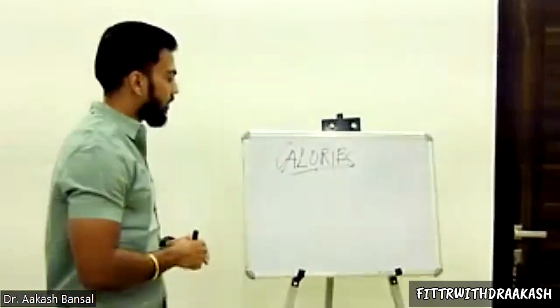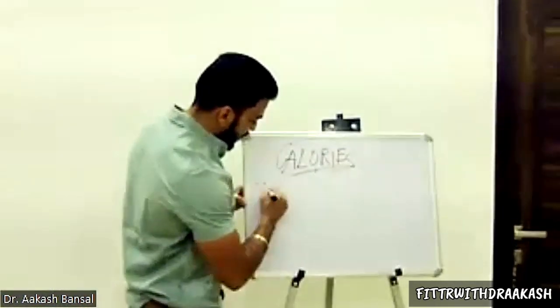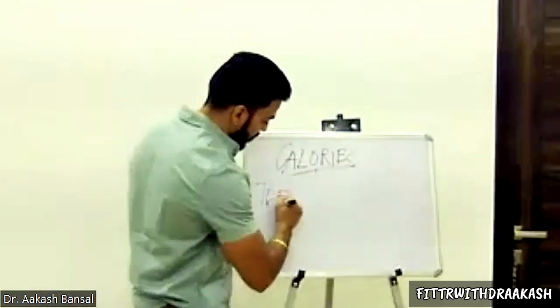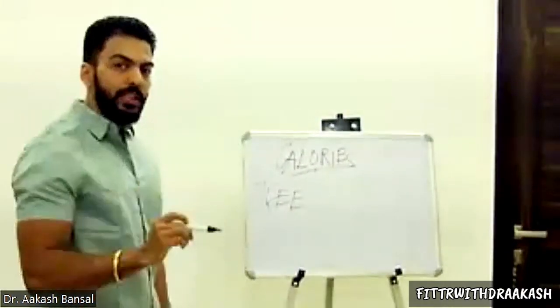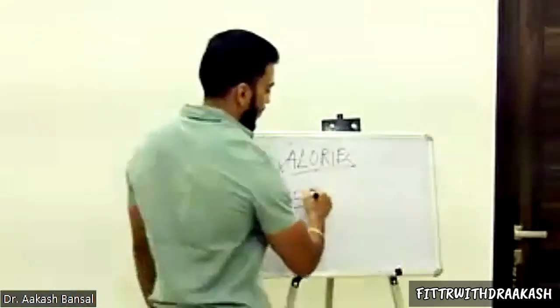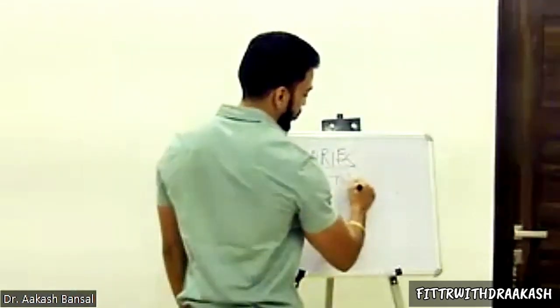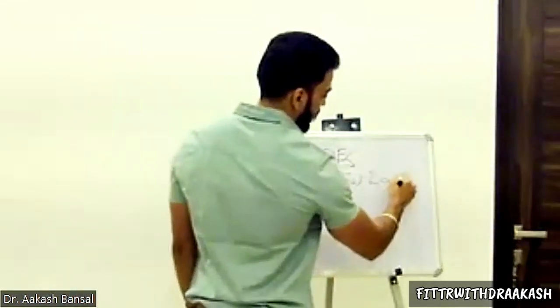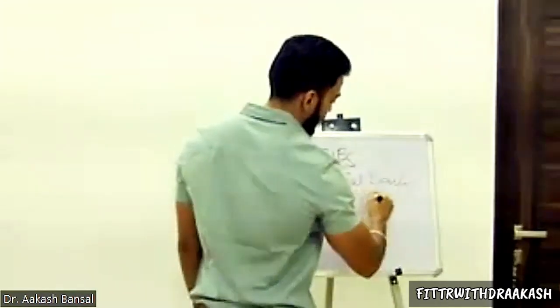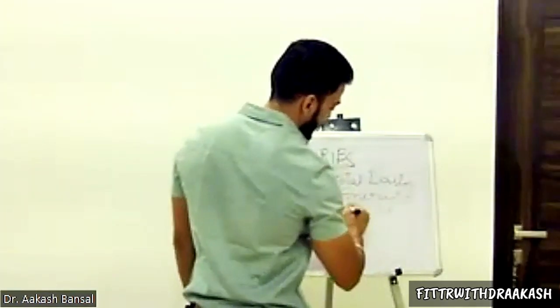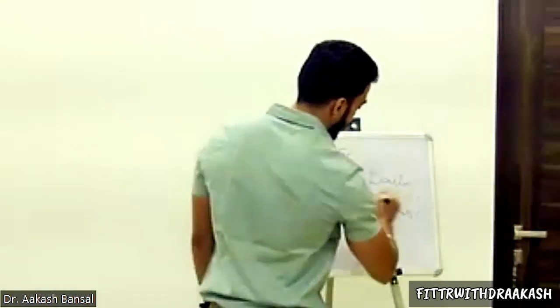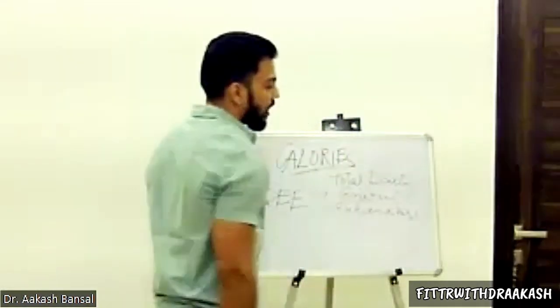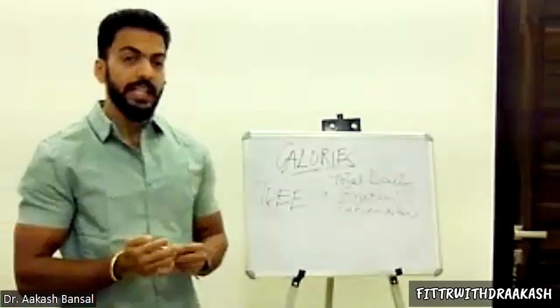Okay. Now coming to the second part, which is your TDEE. TDEE is Total Daily Energy Expenditure. It's self-explanatory. It means how much amount of calories I am burning throughout the day.